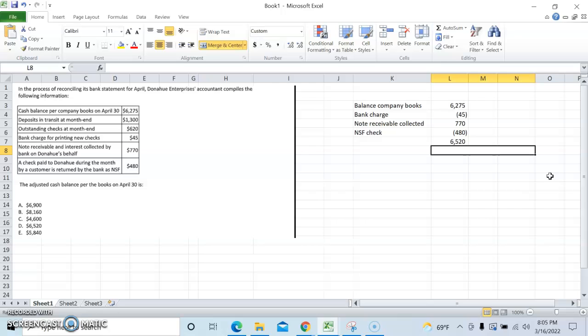Just remember, when doing a bank reconciliation, you always have to think, what side is this going to affect? If it's already on the book side, such as outstanding checks and deposits in transit, that means the adjustment is going to be on the bank side. You just need to remember that when it comes to bank reconciliations. If you do that, you can tackle any bank reconciliation problem.